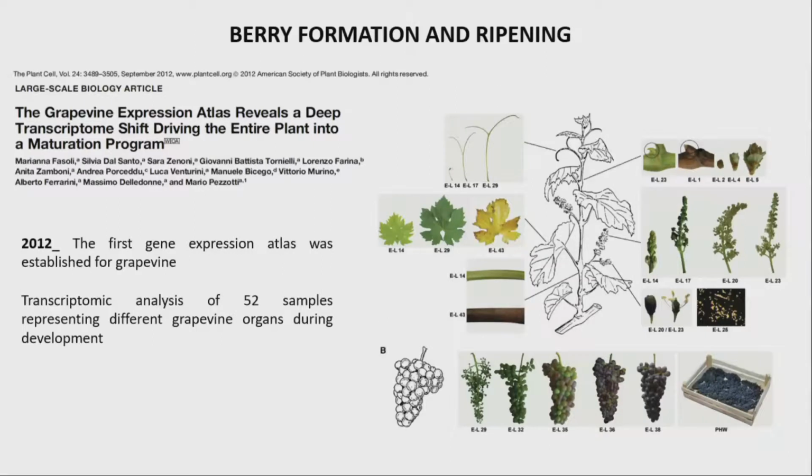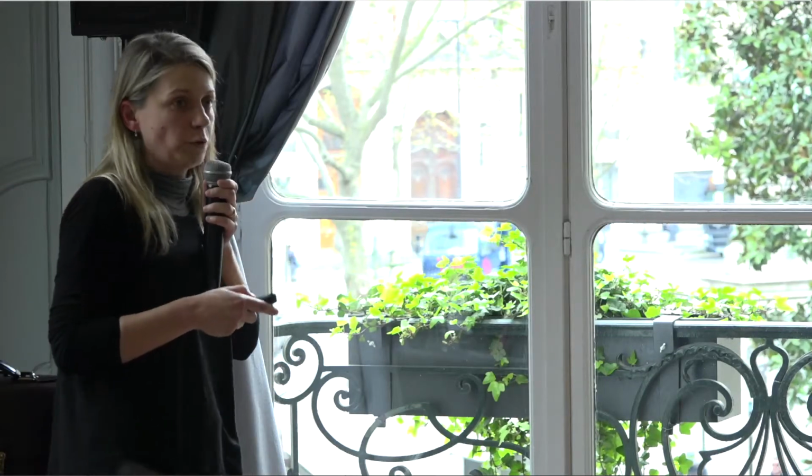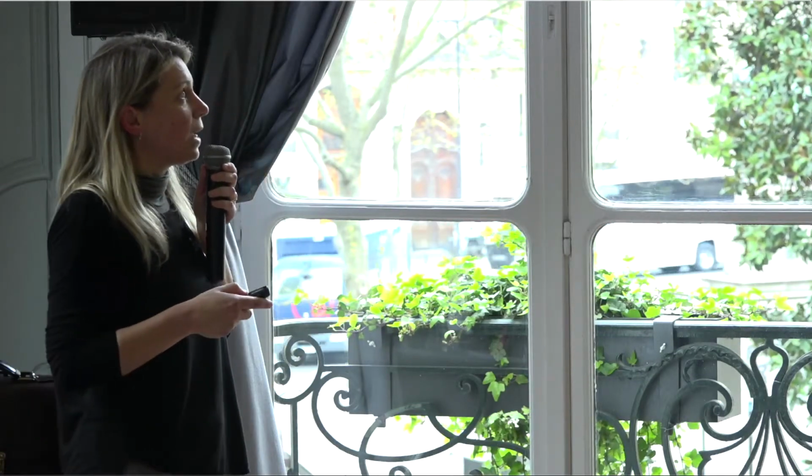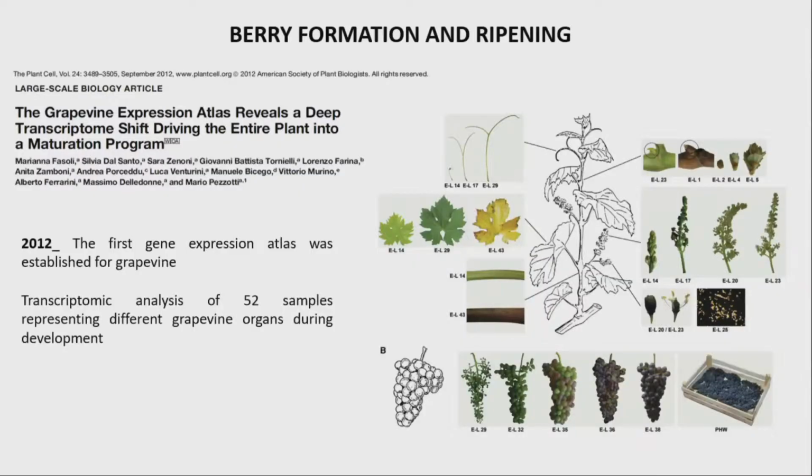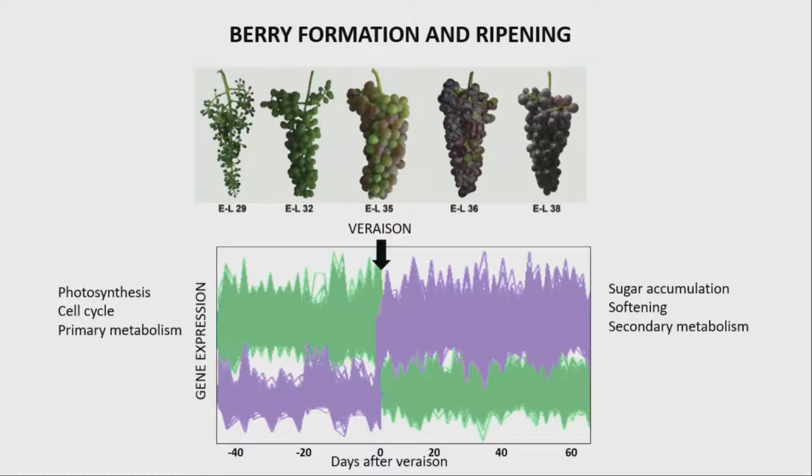In particular, if we focus on berry formation and ripening, I would like to show you an important study performed in 2012 in our lab, based on the hybridization approach, so transcriptomics, that allowed us to determine the expression of 29,000 genes. We analyzed the gene expression in 52 samples that represent different organs of the plant in different developmental stages. We can focus on berry formation and ripening. We analyzed 5 developmental stages of berries, 2 before and 2 after veraison.